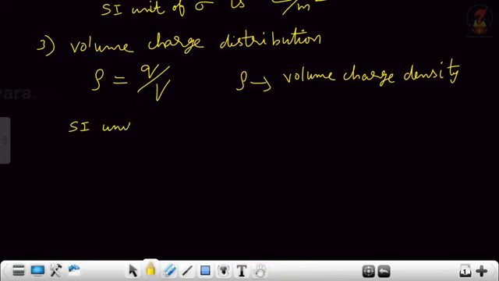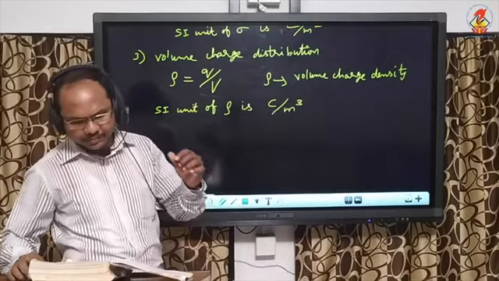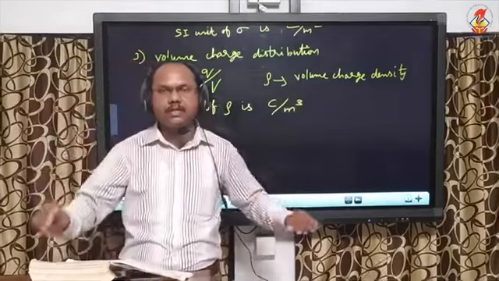SI unit of rho is coulomb per meter cube. Thank you.